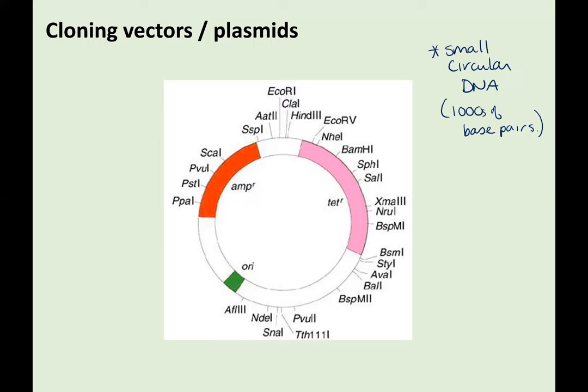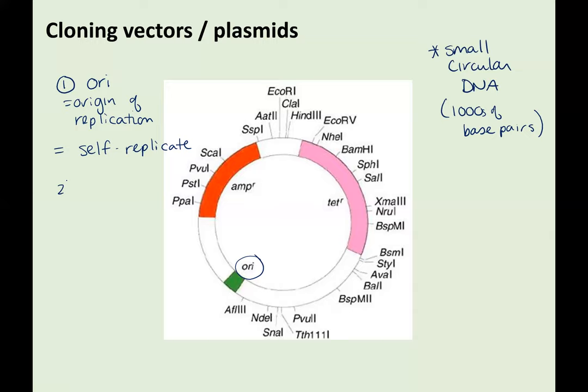So a couple things that are really super important for a plasmid or a cloning vector. First of all, it has to have an ORI, which is the origin of replication. So this is for DNA replication. And this means the plasmid can self-replicate. So it still needs all the proteins for DNA replication, but it has a signal that says, hey, replicate me, replicate me, replicate me. And this is how we can make lots of recombinant DNA in E. coli.